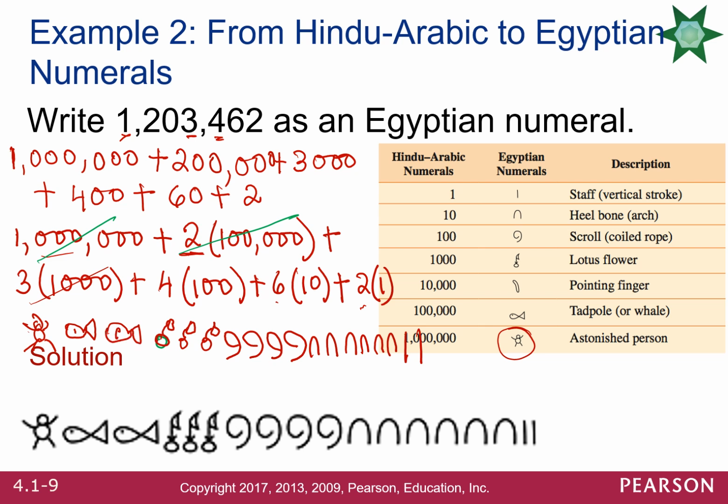And we are good. So let's see if it matches with the solution. So yeah, we got an astonished man. Then we got two tadpoles that matches with their solution here. We got three lotus flowers. And then we got four coils, four coiled ropes.